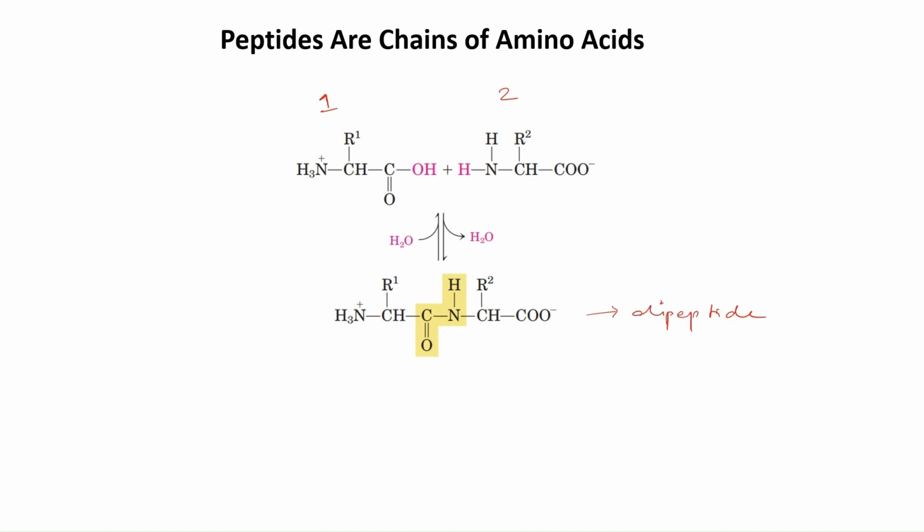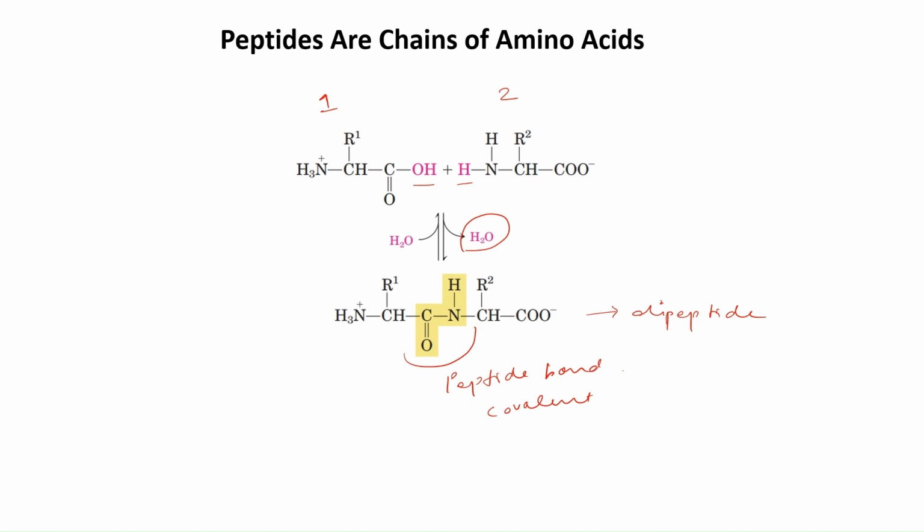For the formation of a peptide bond, this bond, CONH, is a peptide bond. The formation of a peptide bond involves removal of a water molecule, that is a dehydration process. One OH from one amino acid and H from another amino acid is removed as H2O, and a peptide bond is formed between the two amino acids. Peptide bond is a type of covalent bond.